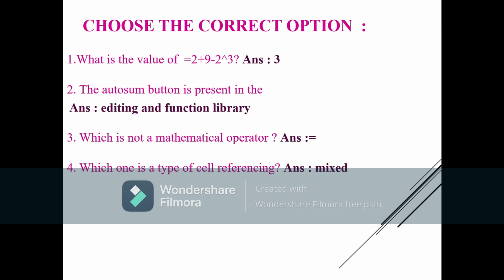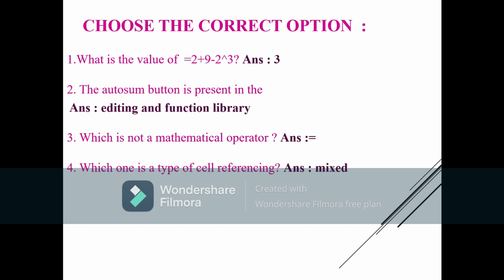Then the third type, choose the correct option. What's the value of =2+9-2^3? Choose the correct option means you can see the four choices there. From that you have to select any one answer. So during the exam I will give all the choices there, and you have to select the appropriate one. What's the value of =2+9-2^3? Just find it, and you'll get the answer.